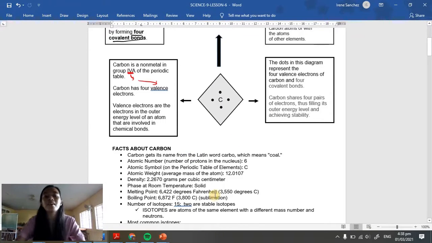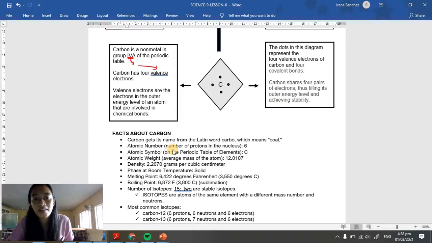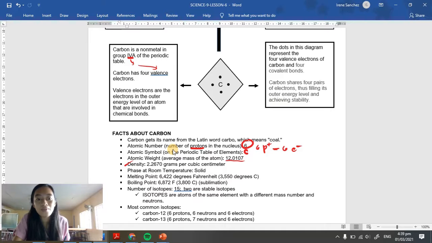Next, facts about carbon. Carbon gets its name from the Latin word carbo, which means coal. And then atomic number, the number of protons, tells you it's 6. So if 6 protons, it tells you also na naa siya 6 ka electrons. And then the atomic symbol is C. And then the atomic weight is this, 12.0107 grams per mole. And then density is this. Phase at room temperature. At room temperature lang, solid ni siyang carbon. Melting point, boiling point, you can read all here.